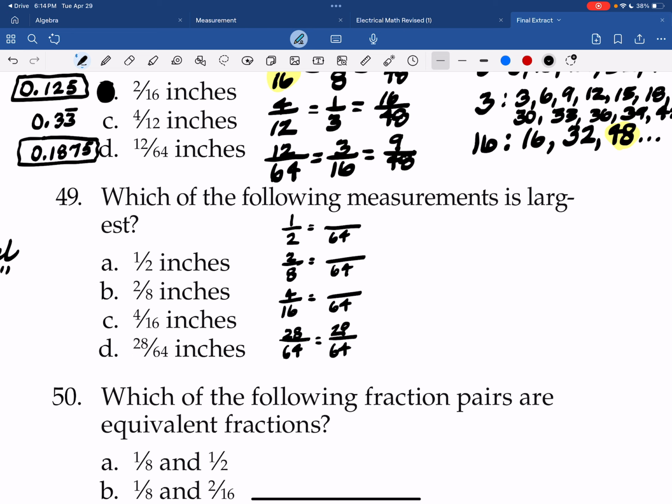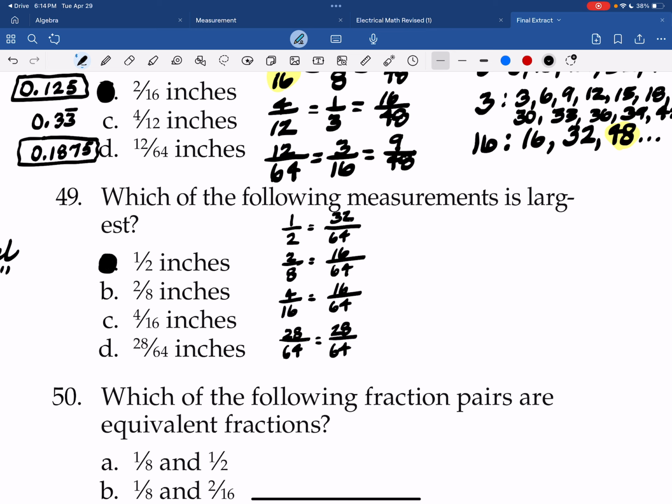This one doesn't need to be built up. It already is. 16 into 64 is 4, and 4 4s are 16. 8 into 64 is 8, and 8 2s are 16. 2 into 64 is 32, and that would be 32/64. So the biggest one is the 1/2.